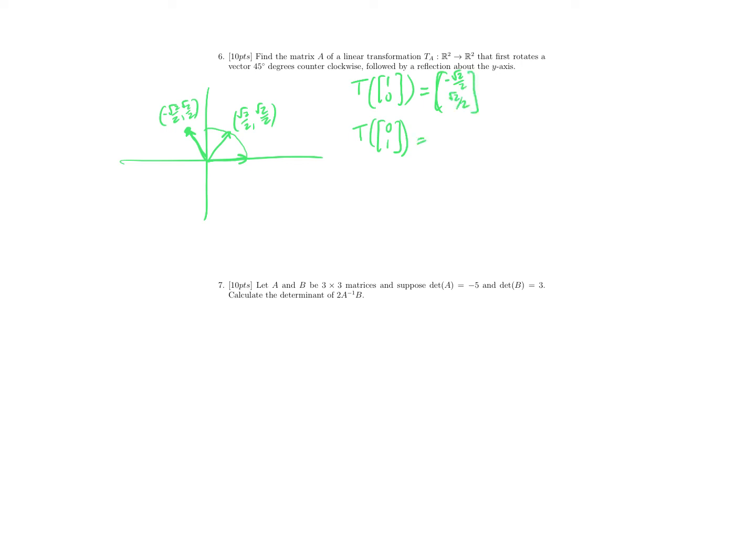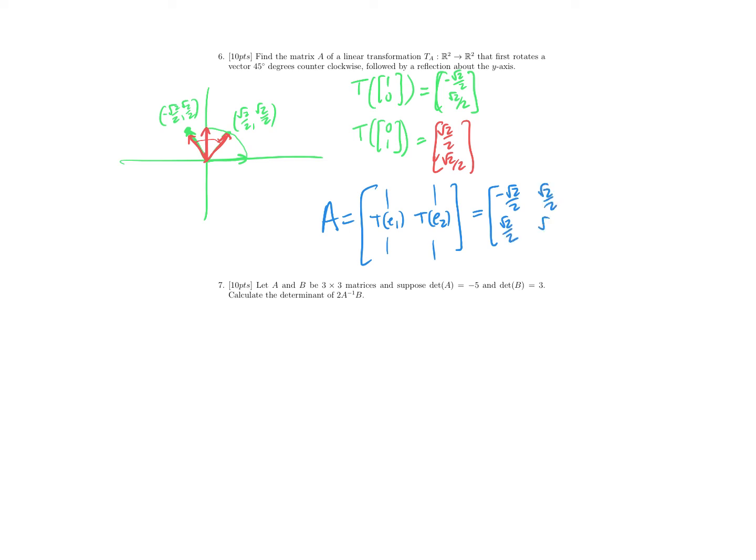And the image of (0, 1) starts out here, then it rotates by 45 degrees, and then reflects over here. So it ends up at (root 2 over 2, root 2 over 2). Okay, and so then to write the matrix down, the theorem says I just take the first column as T of e1, and the second column as T of e2. For however many dimensions we have, we'll have that many vectors. So it's (negative root 2 over 2, root 2 over 2), and (root 2 over 2, root 2 over 2).